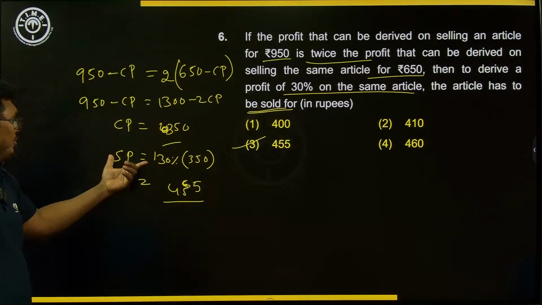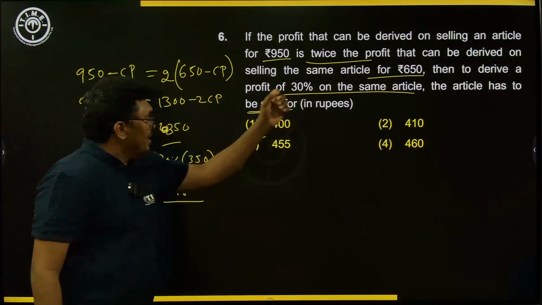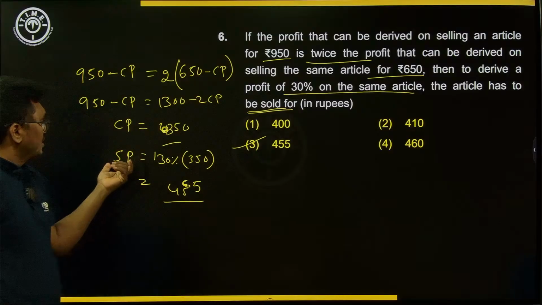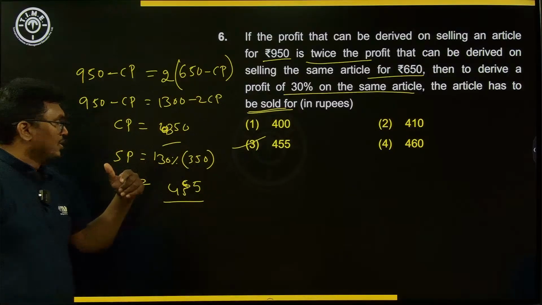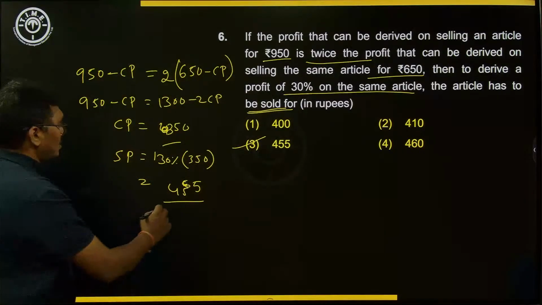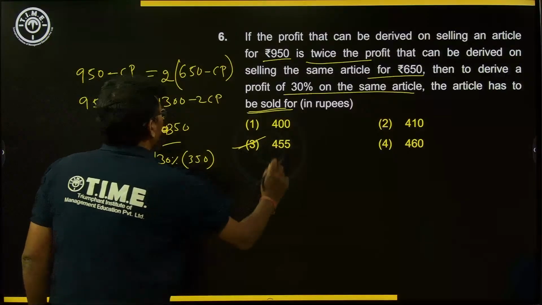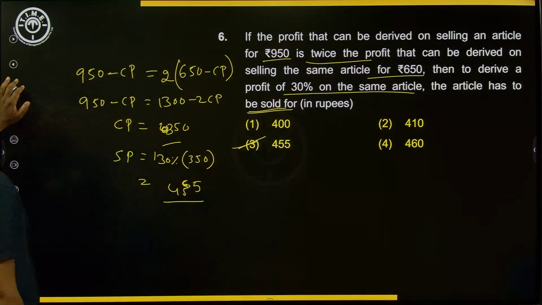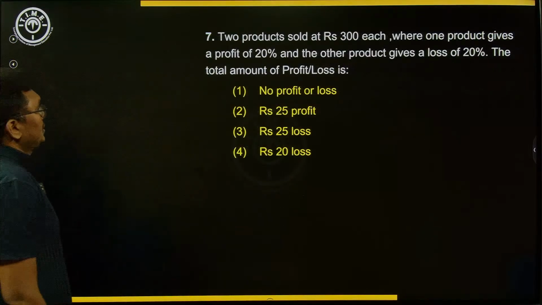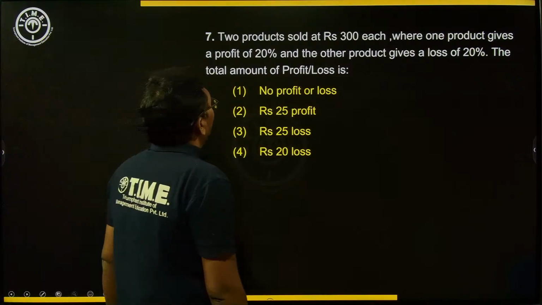So CP is 350. So profit is 30%. You have to find the selling price. So selling price is equal to 130% of 350, right? So 455. Next, let us see the seventh question.